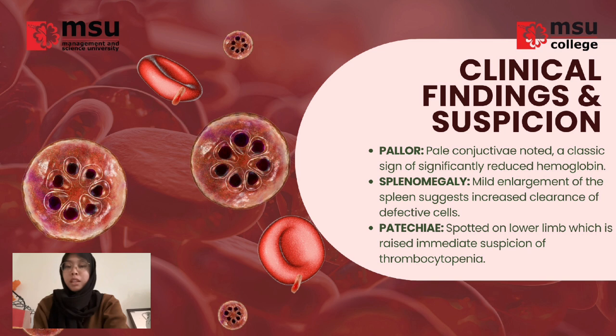Upon clinical examination, 3 key findings were noted that raised immediate diagnostic suspicion. First, pallor, the pale conjunctivae, were observed, which is a classic sign indicating a significant reduction in hemoglobin. Second, splenomegaly, a mild enlargement of the spleen, suggests that the body is working harder to clear out defective blood cells. And third is petechiae, small spotted hemorrhages found on his lower limbs, immediately raising suspicion of thrombocytopenia, or low platelets.